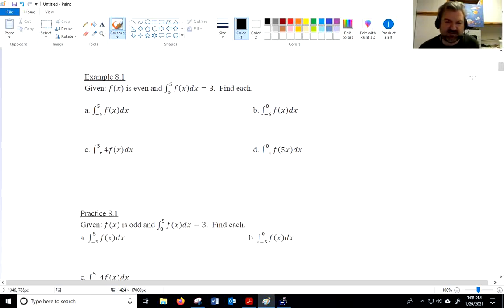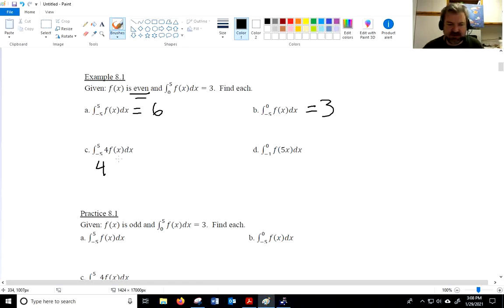So given that f of x is even, if the integral from 0 to 5 of f of x equals 3, then what would be the integral from negative 5 to 5? Well, it would be 6. What about from negative 5 to 0? Well, because it's even, we know they are the same area, so it would be the same value.